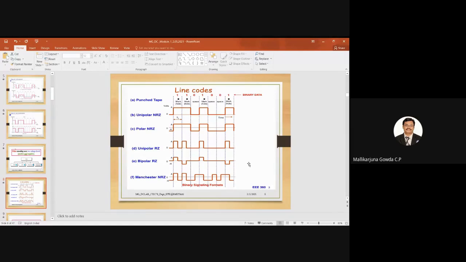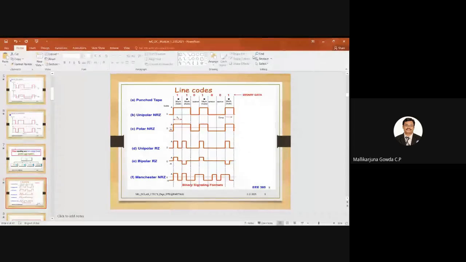The next one is Manchester. Okay, so here Manchester, as I said, data 1 will be represented by plus 5 volts for half of the bit duration. Okay, another half of the bit duration, it will be represented by minus 5 volts. Okay, similarly, the data 0 will be represented by minus 5 volts for half the bit duration, and another half the bit duration, it will be represented by plus 5 volts. Hope you got my point.